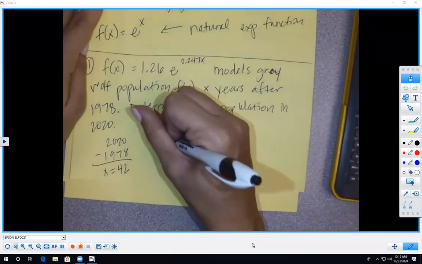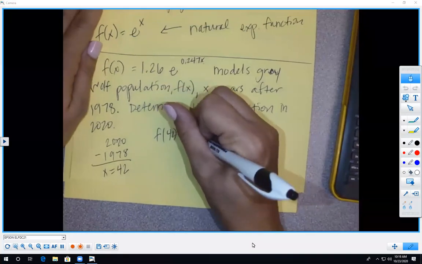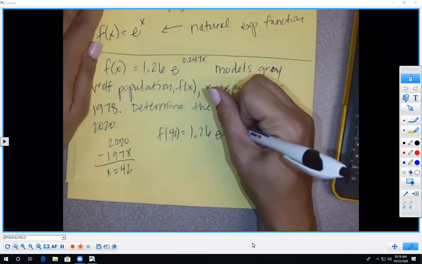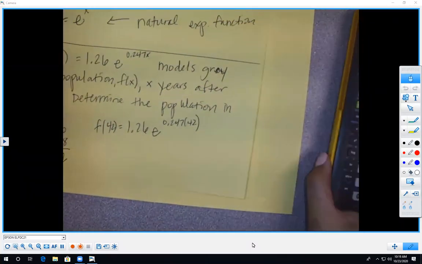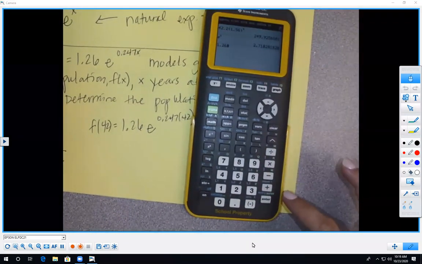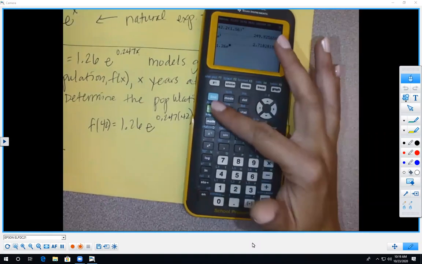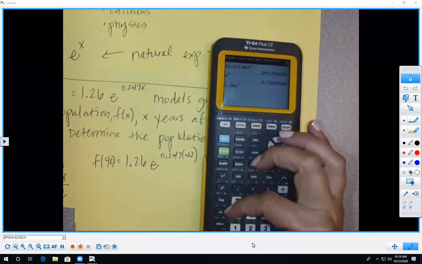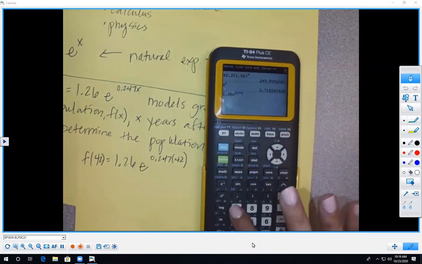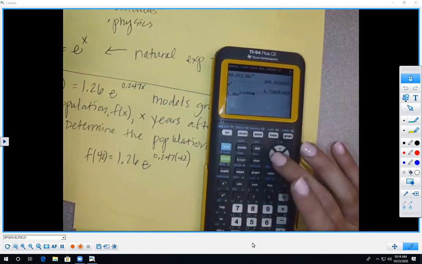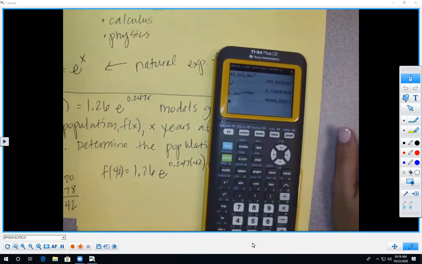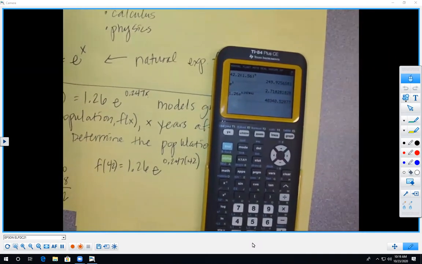So f of 42 is 1.26 times e to the 0.247 times 42. Practice putting that in on your calculator. So 1.26 times e, put in the second ln, so e to the 0.247 times 42. Let me delete. And I got 40. I feel like that's wrong too. 40. Huh? Oh, 40,340.